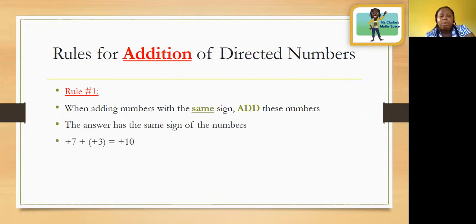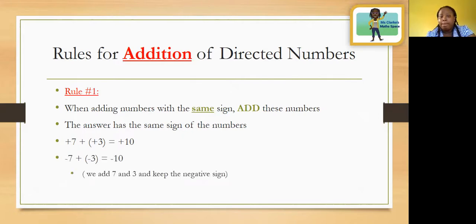The first example, we have positive 7 plus positive 3. So they have the same sign. All the signs are positive. You have a positive 7 and a positive 3. When you add 7 and 3, you get 10. And then we want to keep the sign of the number. The sign of the number is positive. So the answer would be positive 10.